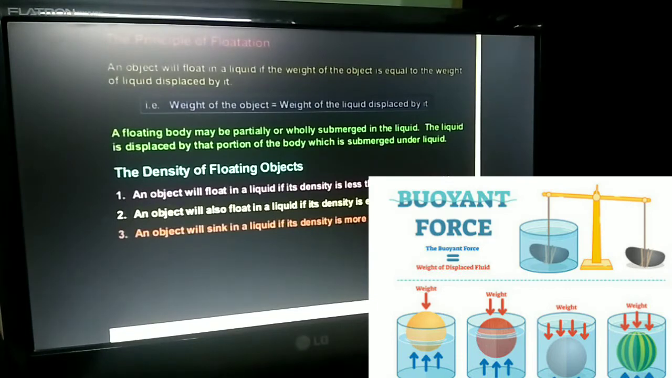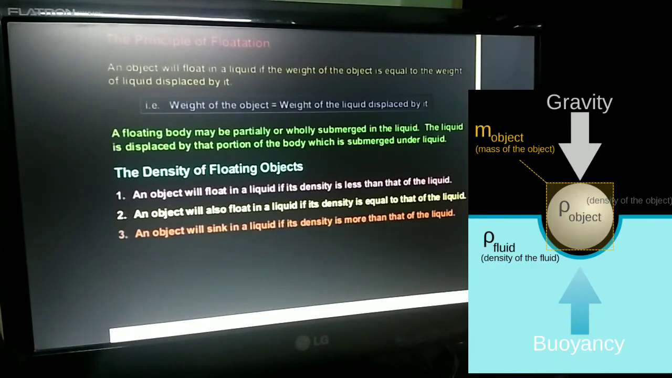Now, coming to the principle of flotation: an object will float in a liquid if the weight of the object is equal to the weight of the liquid displaced by it. That is, weight of the object equals weight of the liquid displaced by it. A floating body may be partially or wholly submerged in the liquid. The liquid is displaced by that portion of the body which is submerged under the liquid.